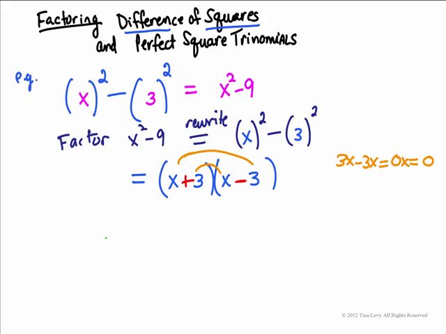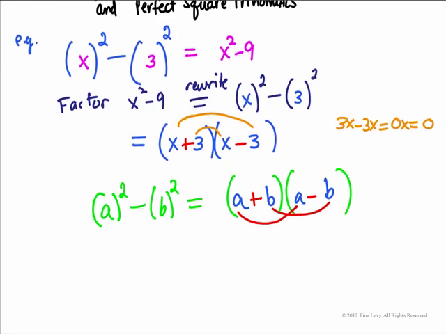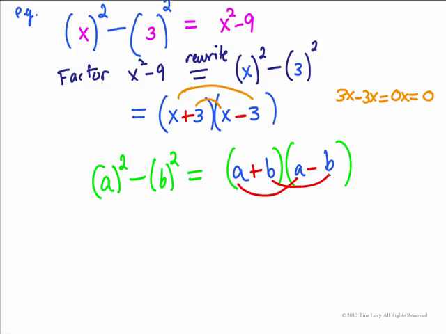In general, if we have a squared minus b squared, it's going to be very straightforward to get the factors. We just put a and b in both. One gets a plus and the other gets a minus. And that's so that the inner and the outer will disappear, and we are then left with a squared minus b squared. The key to doing these is you've got to have the rewrite where it's something squared minus something squared. That's going to identify what goes in each of the binomials.